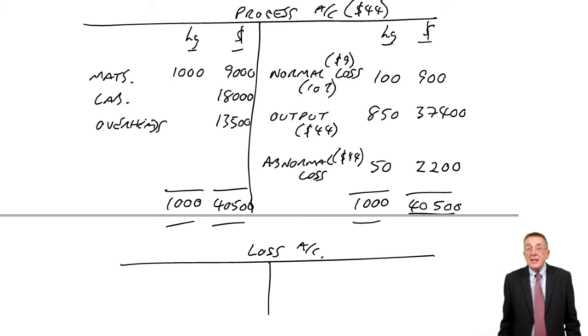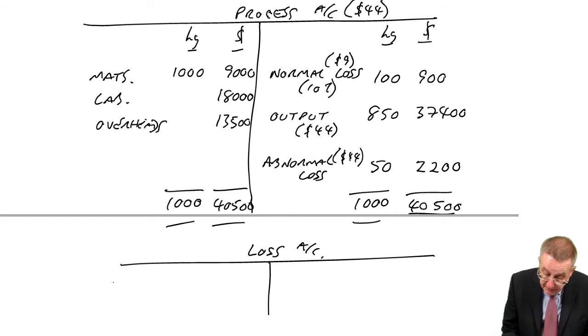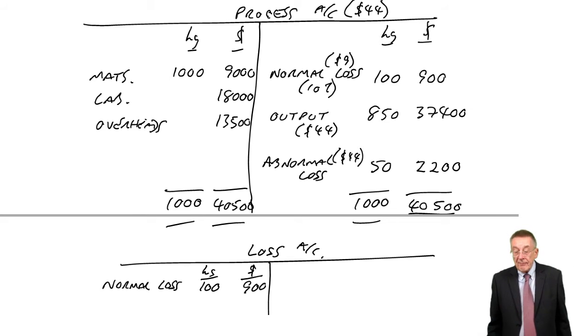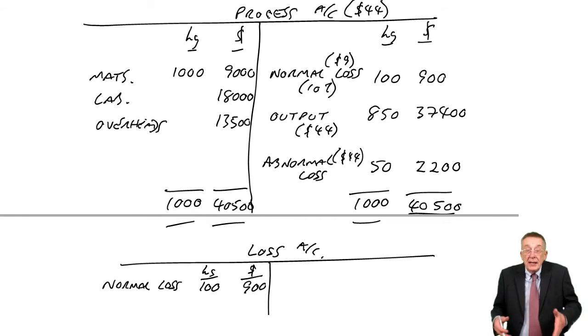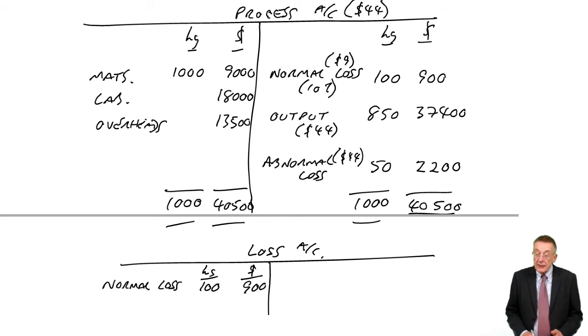And first of all, when we put in that normal loss, we credited the process account, we'll debit the loss account. 100 kilos, $900. And at the moment, that's a debtor. You know, we expect to receive 900.